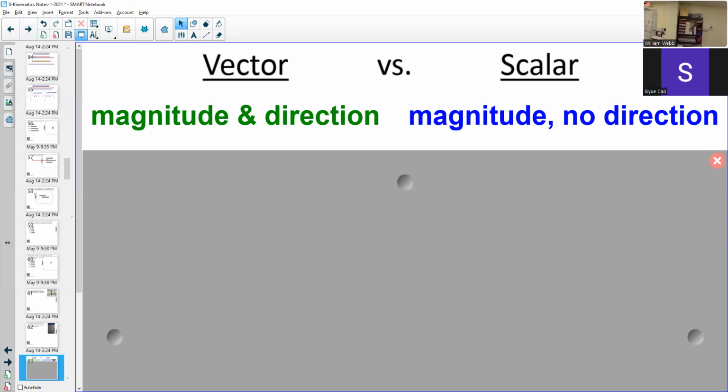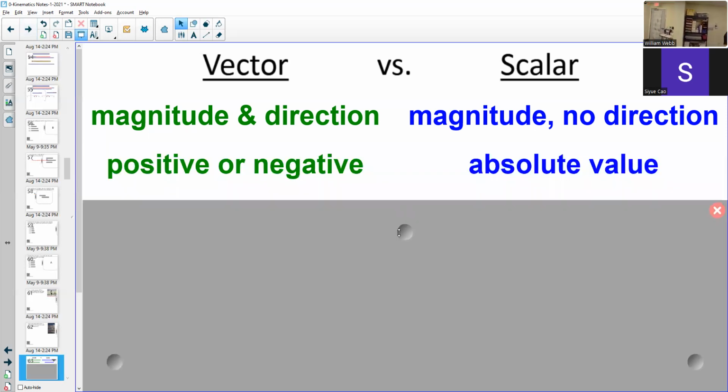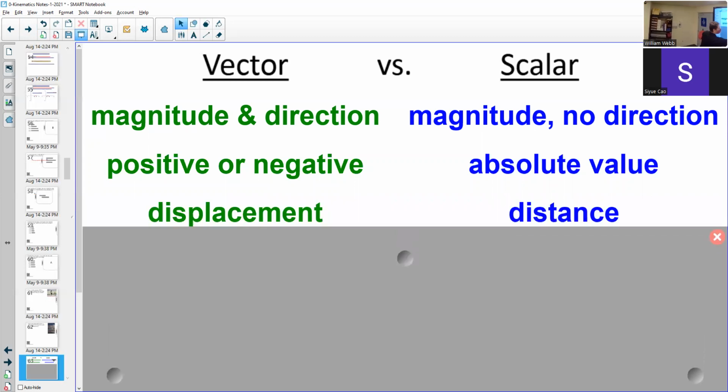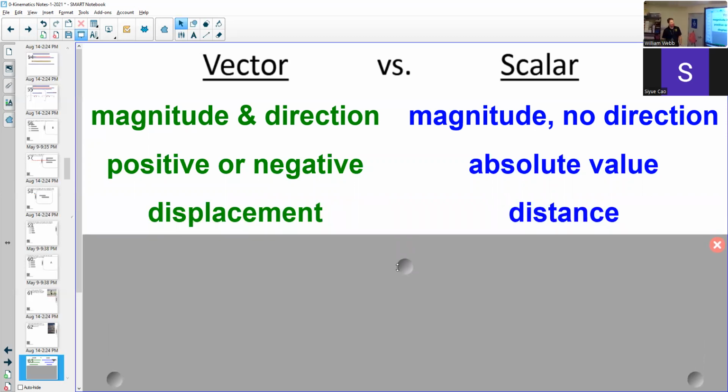So our first pairing: displacement is the vector and distance is the scalar. And as we said before, displacement can be positive or negative because we might be going forward or backward, up or down. So we can have both positive and negative values for these vector measurements. Displacement's the one we've been focusing on. Distance is always a positive value. It's sometimes the absolute value of the displacement, but it always looks like an absolute value numerically because it's always positive.